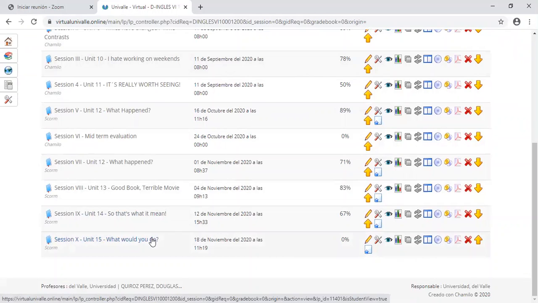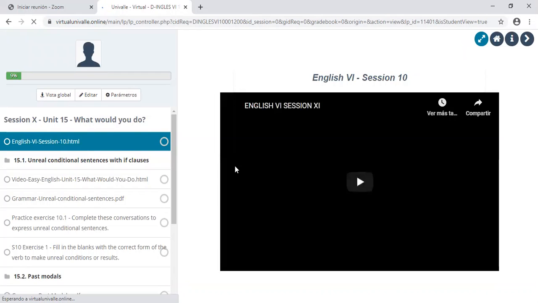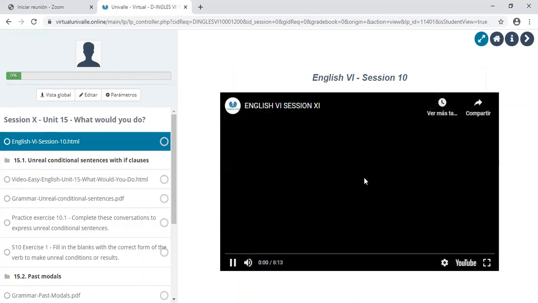For today, we are going to be focused on Unit 15. What would you do? Okay, so I'm gonna wait a little bit. As in every single session, you have an introductory video that explains in a general way what session 10 is about. So we're going to take a little look at it and then we are going to continue with the session.